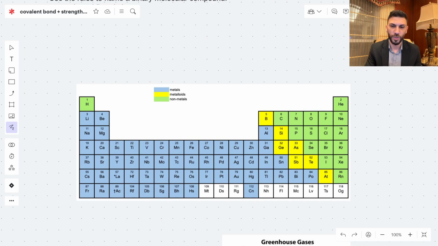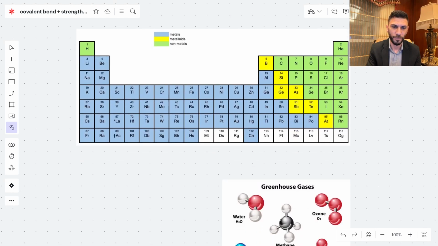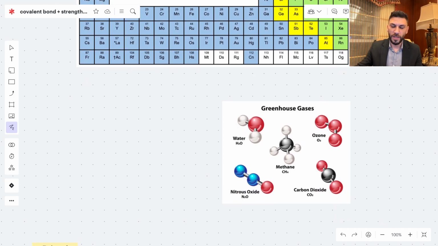Take a look at this periodic table and recall that the covalent bond occurs between two nonmetals. As you can see here, the green ones are the nonmetals. So whenever there is a bond between, for example, carbon and oxygen, it's going to be a covalent bond between them. If you haven't watched the previous video, I recommend you watch it before we continue naming the compounds.